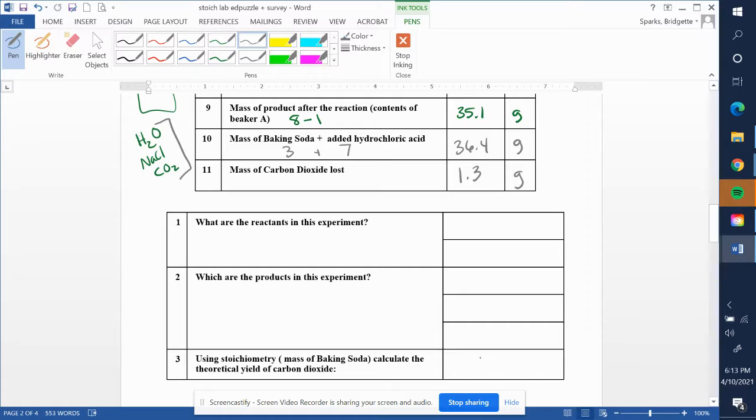All right, so what are our reactants in this lab? As we said, it's the acid that we combined with the sodium hydrogen carbonate, also known as baking soda. And what are the products in this reaction? Well, that's our water. That's our sodium chloride. You basically made salt water, and that is our carbon dioxide.